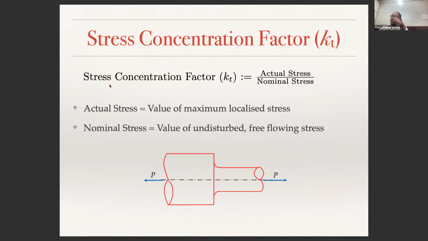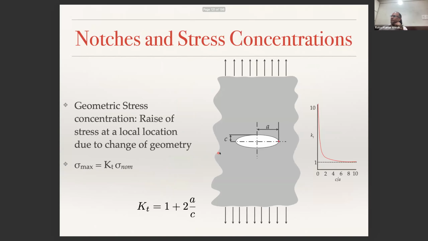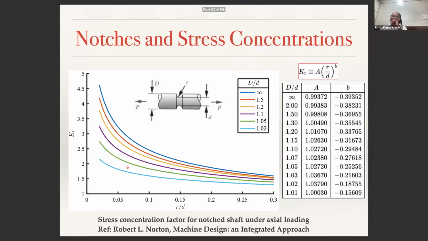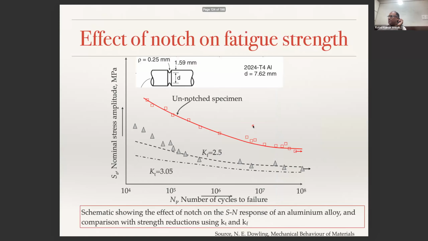We have discussed in the static loading scenario that the theoretical stress concentration factor KT is the actual stress divided by the nominal stress. Nominal stress means far field stress. For an elliptic hole, 1 plus 2 A by C is the theoretical stress concentration factor. So the actual stress will be KT times sigma nominal, which we have learned. This is how we get KT for different geometries, as in the static loading scenario.